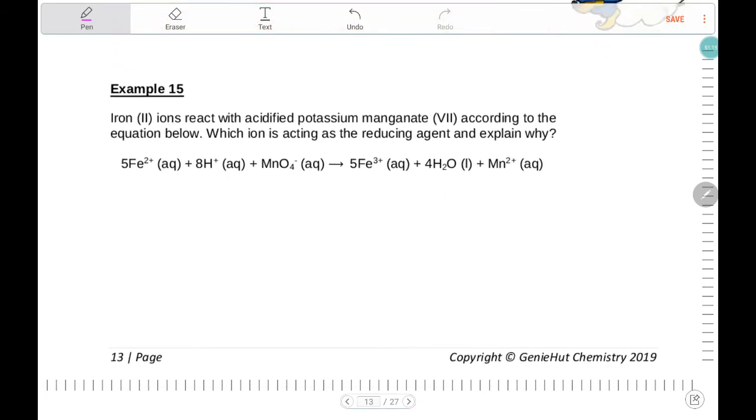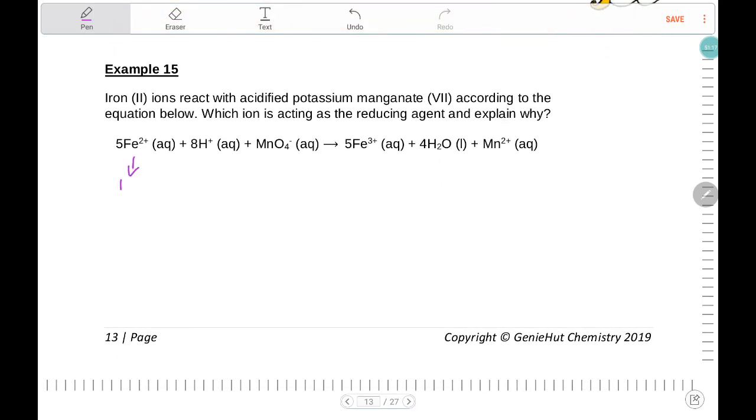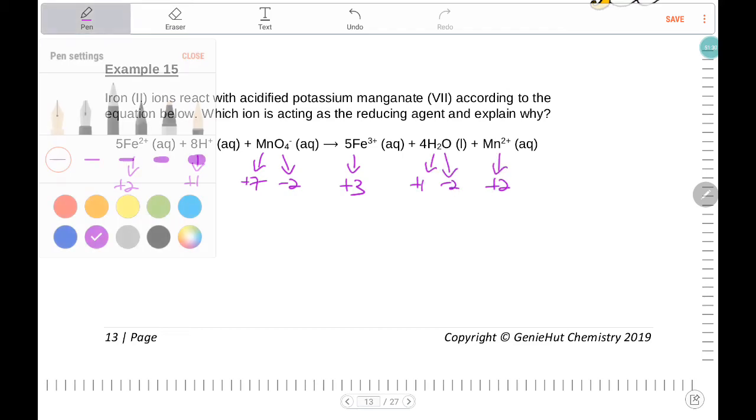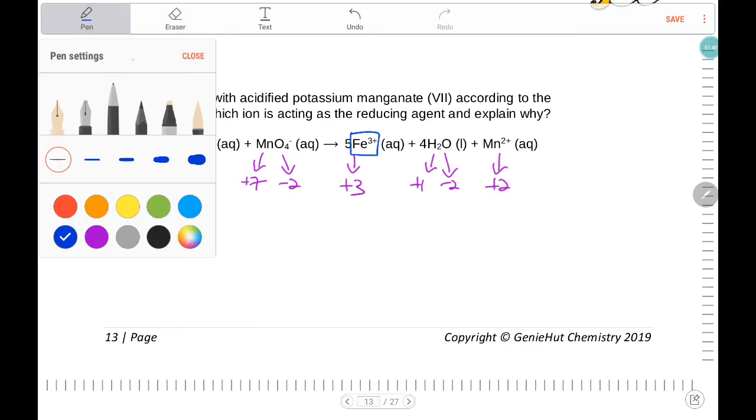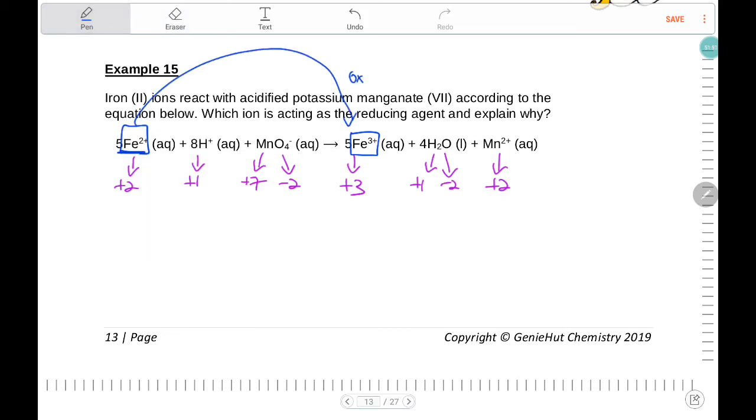Okay, so let's go through. This is +2, +1, +7, -2, +3, +1, -2, +2. So how do we solve this question? Very simple, same thing. Now, there are 3 different species over here. So who has been oxidized? You have to do a bit of comparison. It's obvious that Fe2+ has become Fe3+. Again, I ignore the 5 in front. So with this, you can tell that this is oxidation.